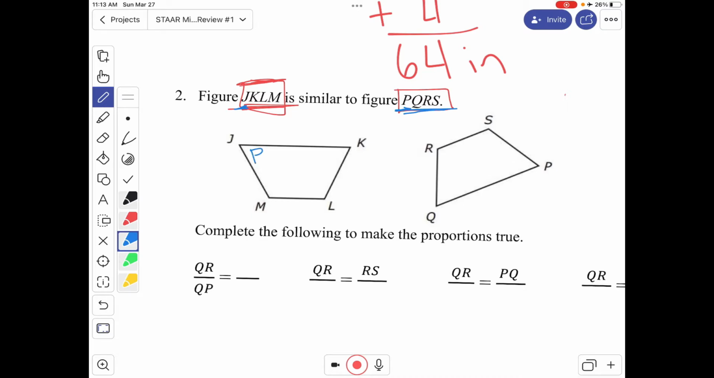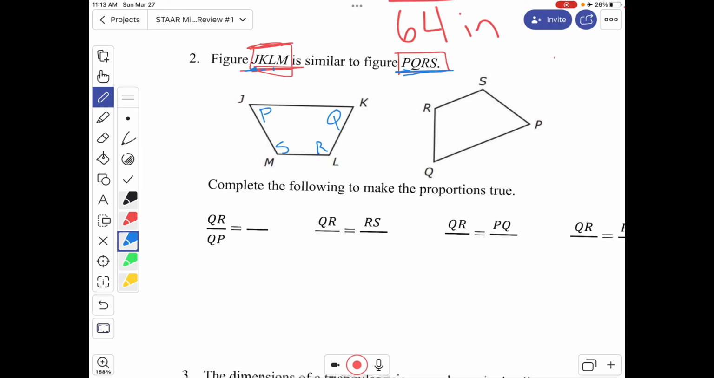with P. Please label the figure. K goes with Q, L goes with R, and M goes with S. So when I line up my proportions, those letters have to match up. QR goes with KL. QP goes with KJ. They have to line up in the same order. If they list K first, then Q goes with it.